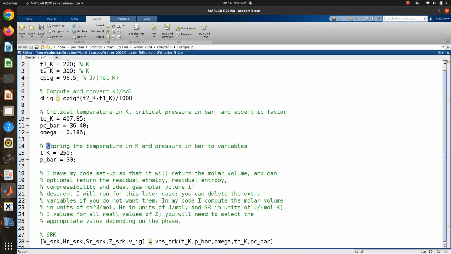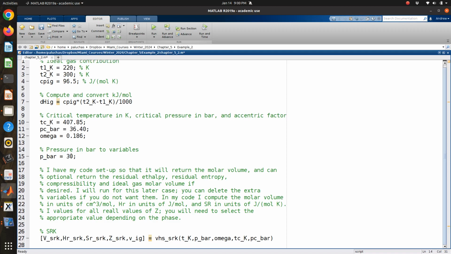I'm going to delete the temperature since I have the temperature already up here. And my pressure in the problem is 1 bar. Okay. Cool. Okay, so I have the code, and I'm just going to update it for this case.